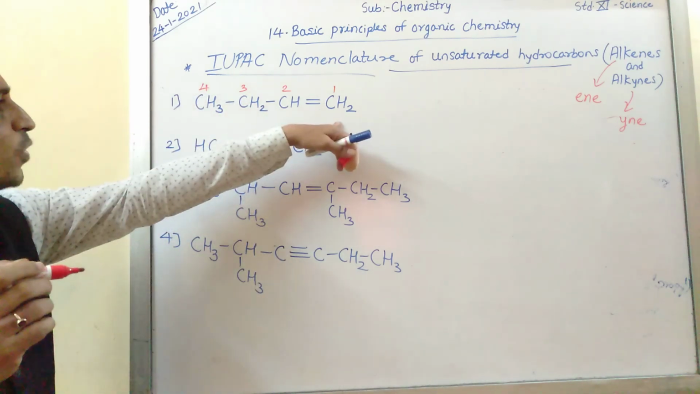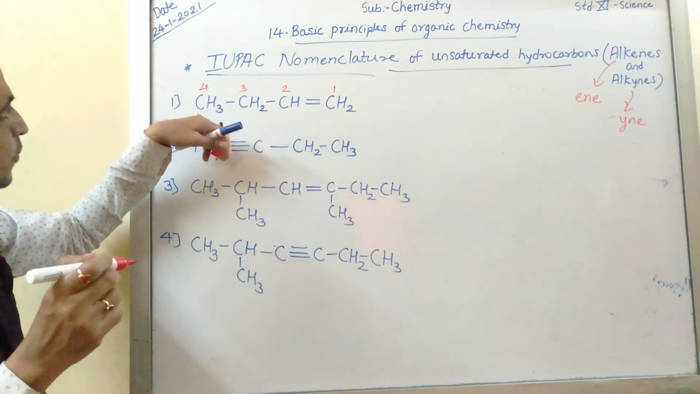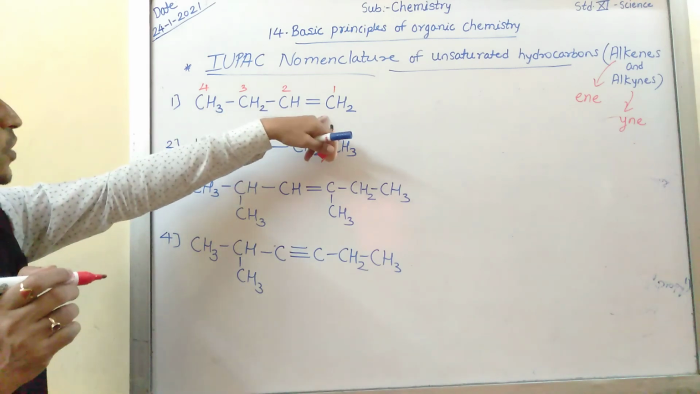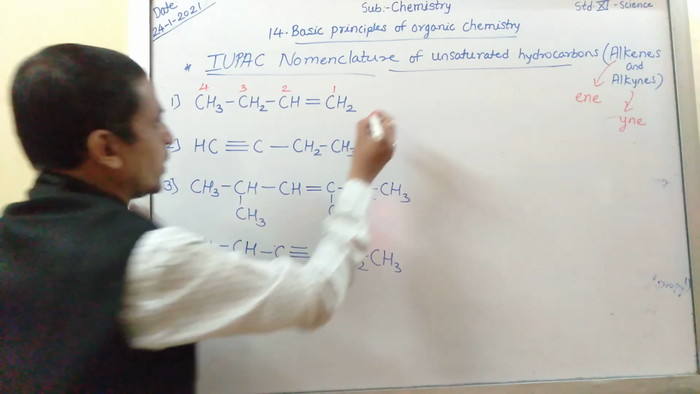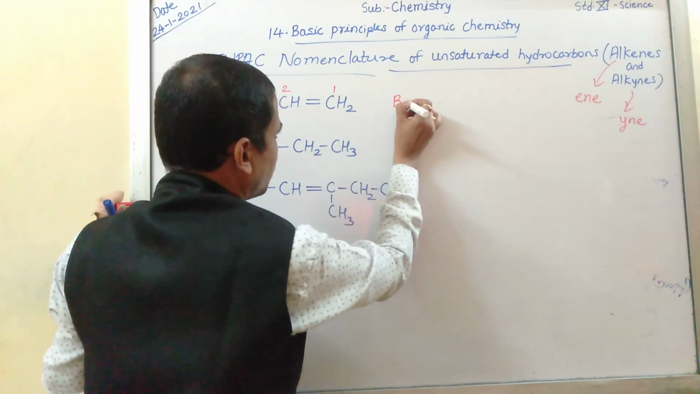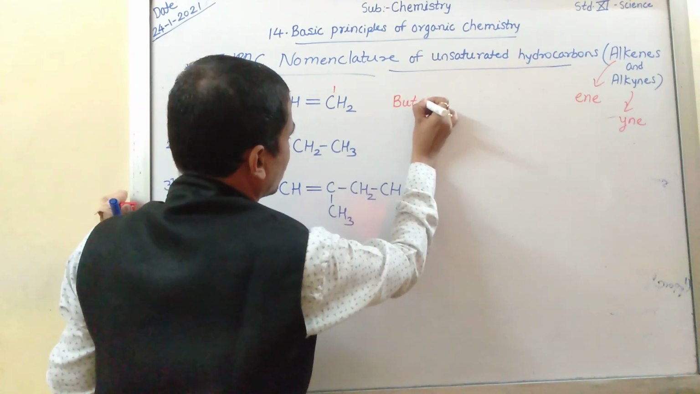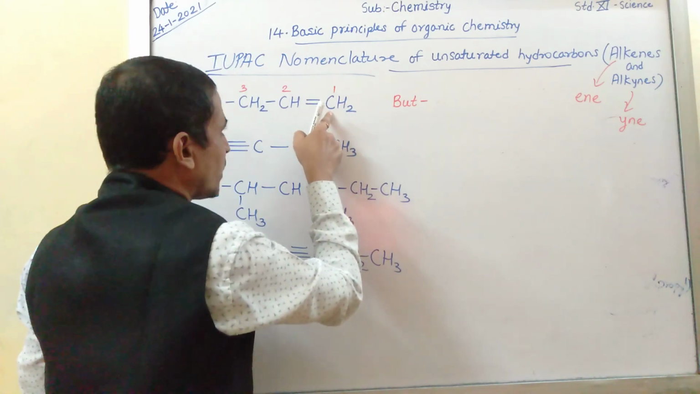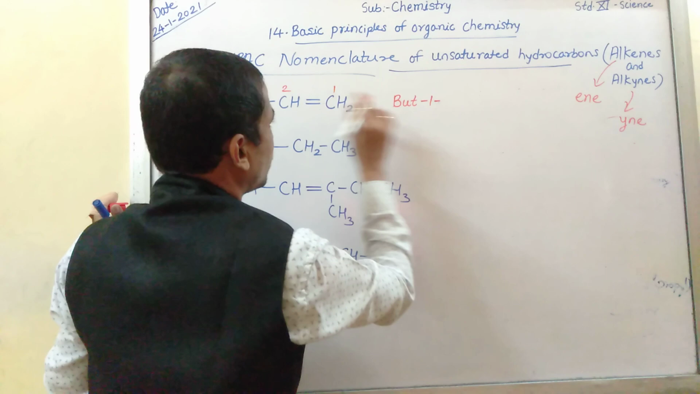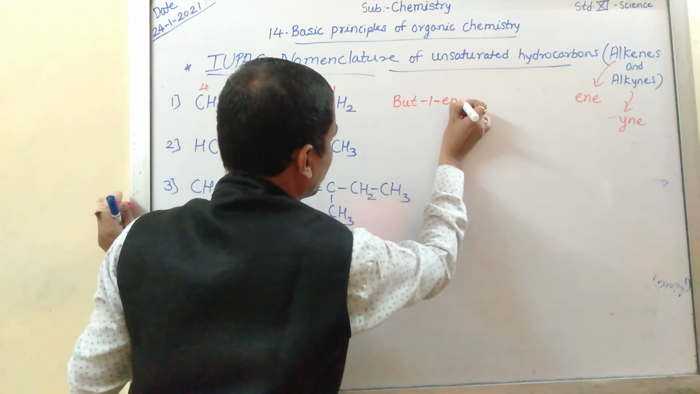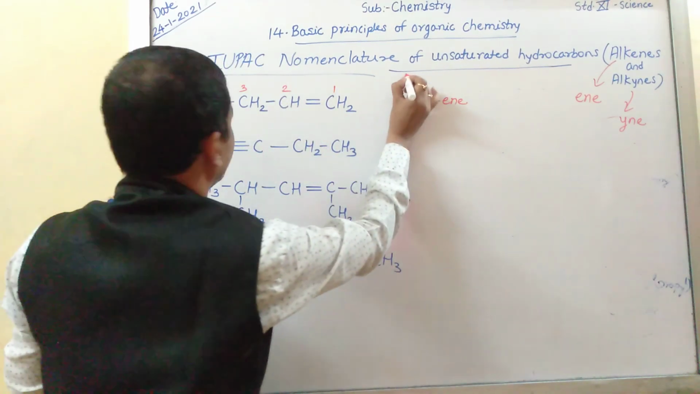Now the parent chain is what? It is a 4 carbon atom chain. So its name is what? Butane. So you get here but. After the first carbon atom there is a double bond. So you put 1, and here for the double bond you put ene. So it is the IUPAC name.